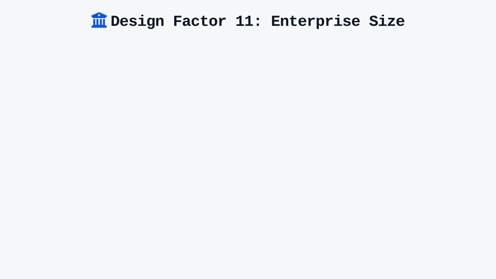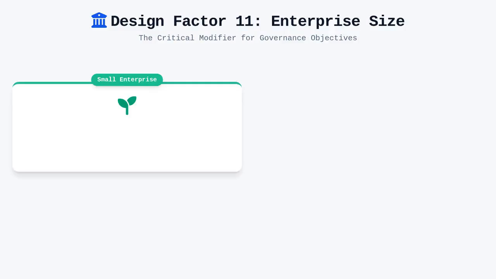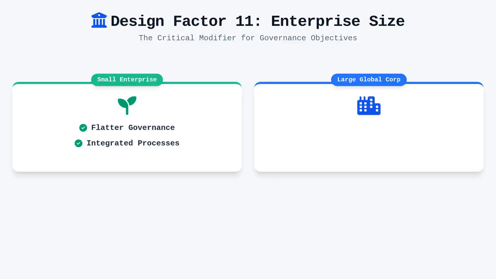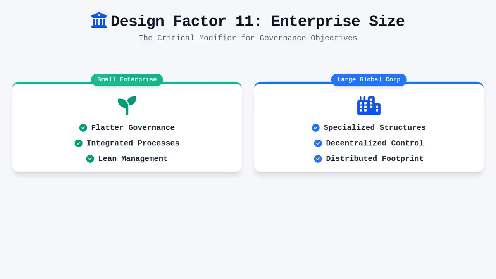Finally, Design Factor 11, enterprise size, serves as a significant modifier for management objectives regardless of other technical choices. Smaller enterprises often benefit from flatter, more integrated governance processes, whereas large, distributed global corporations require specialized, decentralized governance structures to remain effective. Scaling a governance framework simply by expanding the number of processes without considering the specific demands of the enterprise footprint is a common mistake that leads to unnecessary overhead.